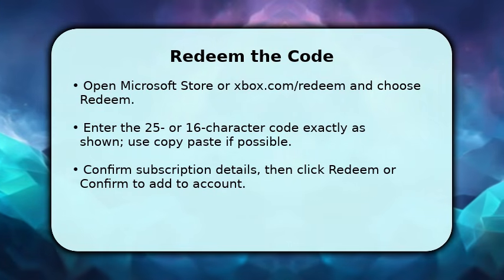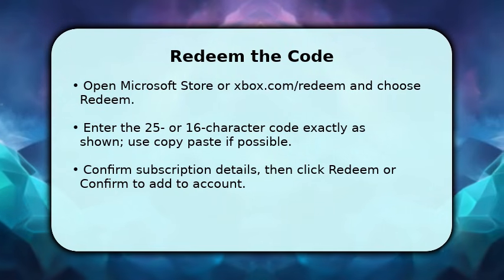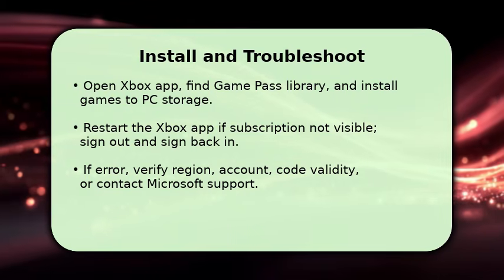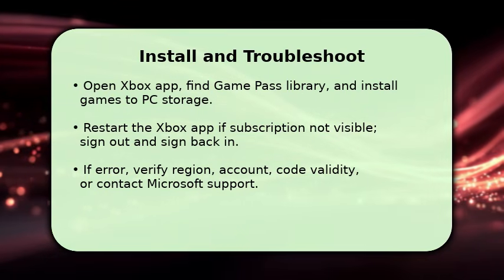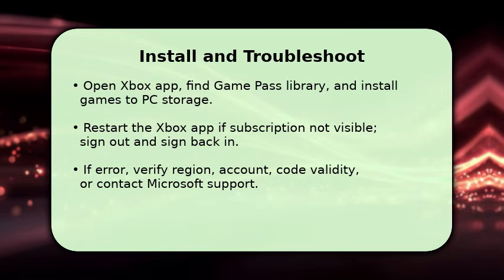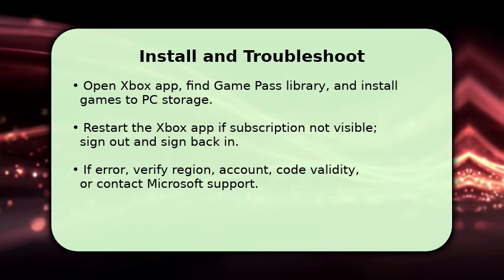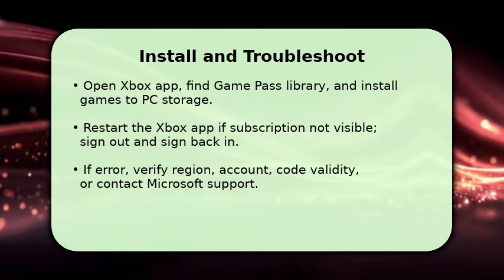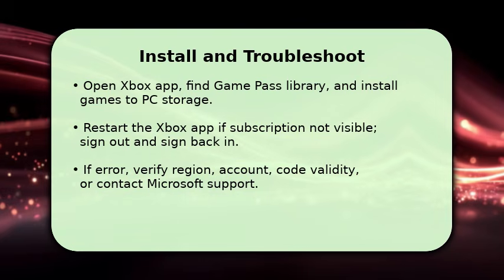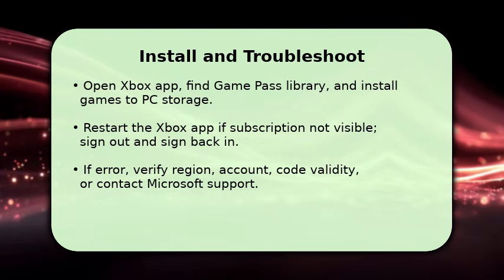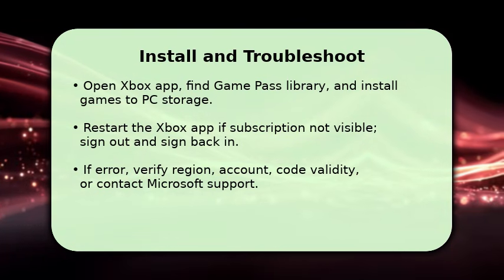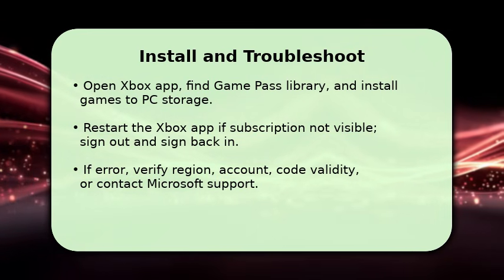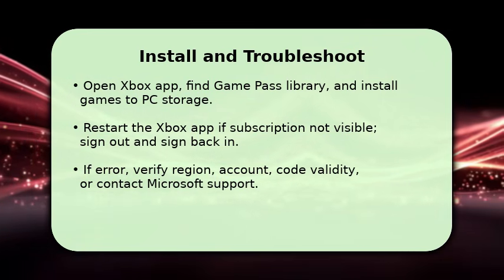Finally, install games. Open the Xbox app, go to Game Pass library, and choose titles to install to your PC storage. If the subscription doesn't show, restart the Xbox app, then sign out and sign back in. That forces a sync. If you see an error message during redeem, check the code hasn't been used, confirm your Microsoft account region matches the code region, and ensure billing is up to date. As a key troubleshooting tip, clearing the Microsoft Store cache and rebooting often resolves lingering validation issues.